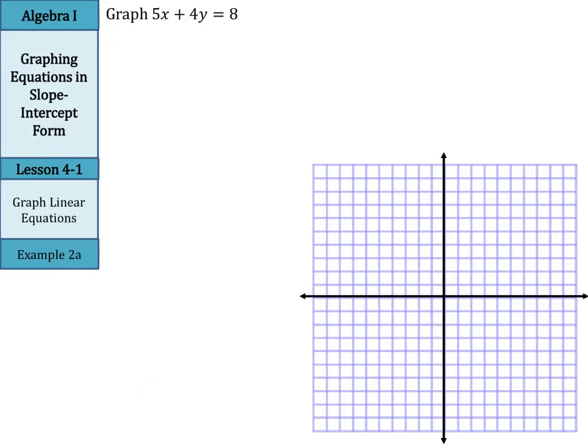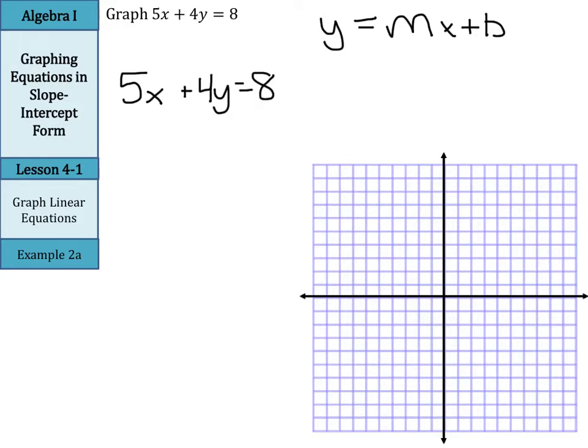With this section being on graphing equations in slope-intercept form, here we're given an equation that is not in slope-intercept form: 5x plus 4y equals 8. Remember, slope-intercept form is y equals mx plus b, so we need to get this equation into slope-intercept form. I'm going to rewrite this just to make it easier to compute with: 5x plus 4y equals 8. Now, we need to get this y alone and everything else over to the other side so we can get y equals mx plus b.